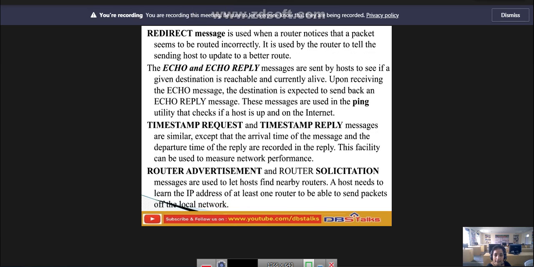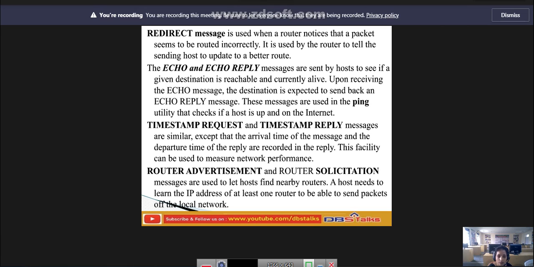Next, the redirect message is used when a router notices that a packet seems to be routed incorrectly. It is used by the router to tell the sending host to update to a better router. That is called the redirect message. Next, echo and echo reply. These messages are sent by a host to see if a given destination is reachable and alive. Upon receiving the echo message, the destination is expected to send back an echo reply message. These messages are used in the ping utility that checks if a host is up and on the internet.